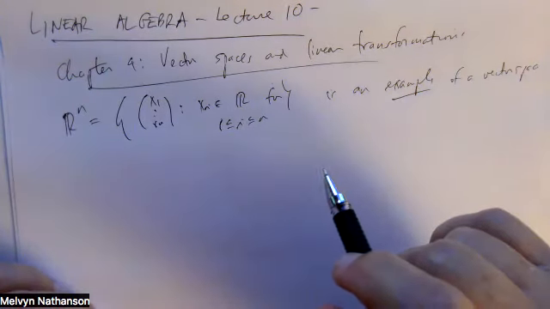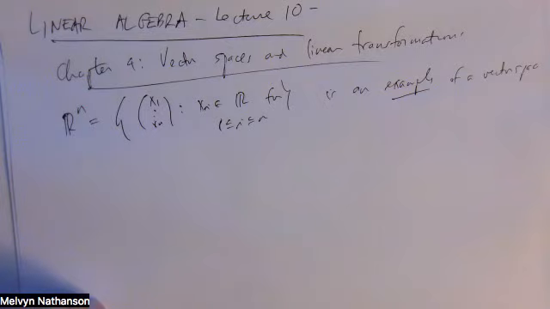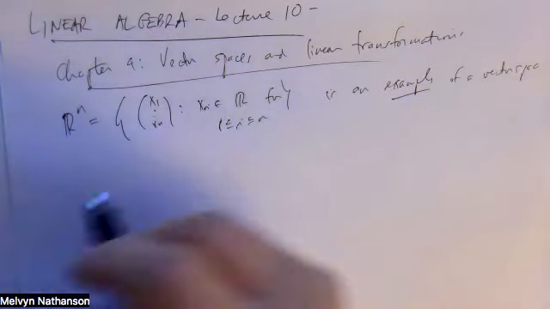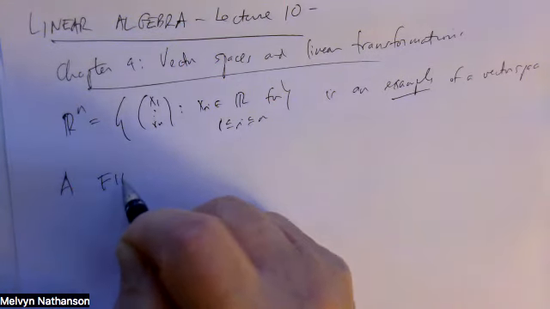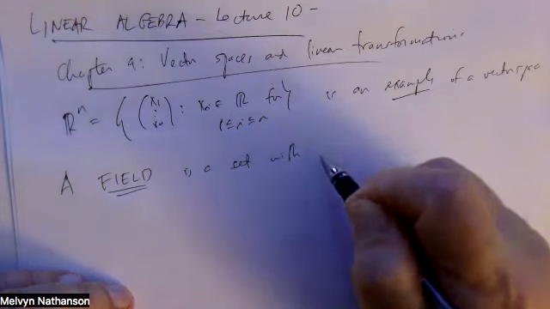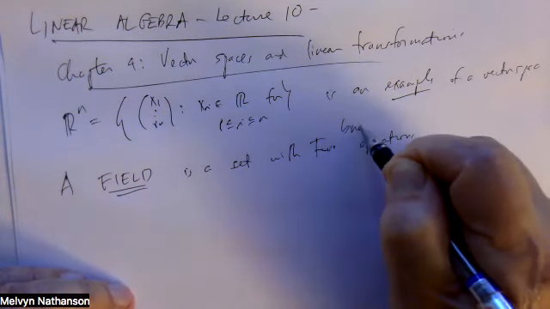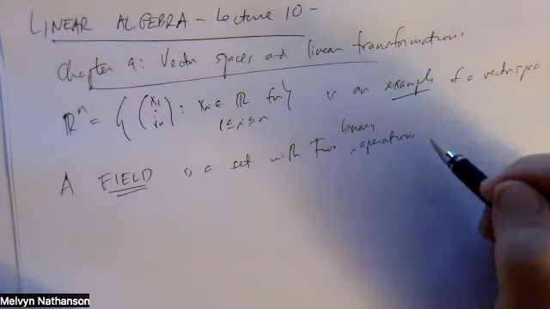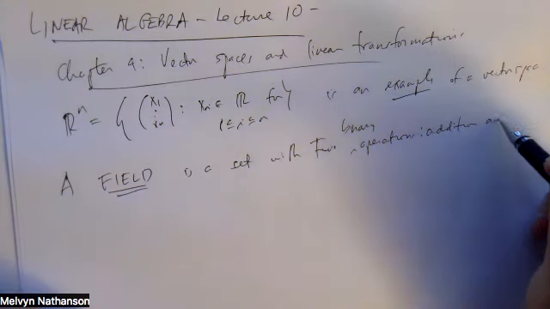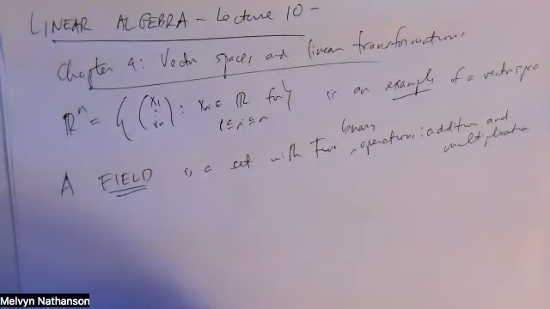So there is the general definition of a vector space, which is the following. We need something analogous to the real numbers. What is called in algebra a field is a set with two binary operations. That means you do things in pairs, two at a time. Addition and multiplication. And you can add, subtract, multiply, and divide by a non-zero number.